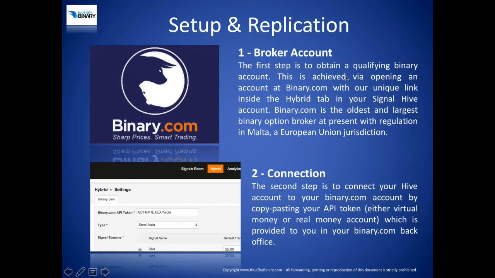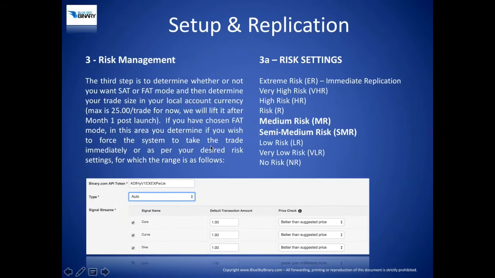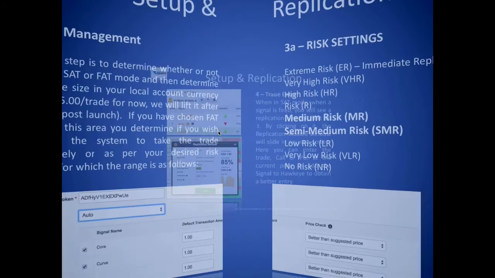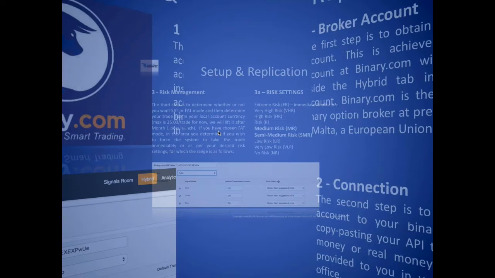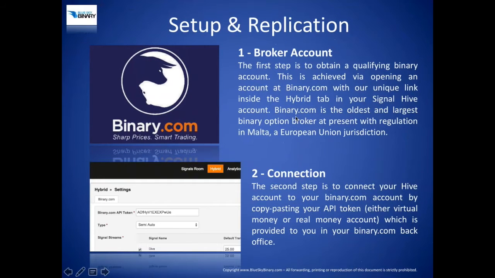The first step is to obtain a qualifying binary account. Okay, and at this moment, the only broker that has the range of expiries and pairs and connectivity by the API, and that meets our regulatory standards, would be binary.com. Okay, so binary.com has been vetted by us, and basically we connect to your binary.com account.